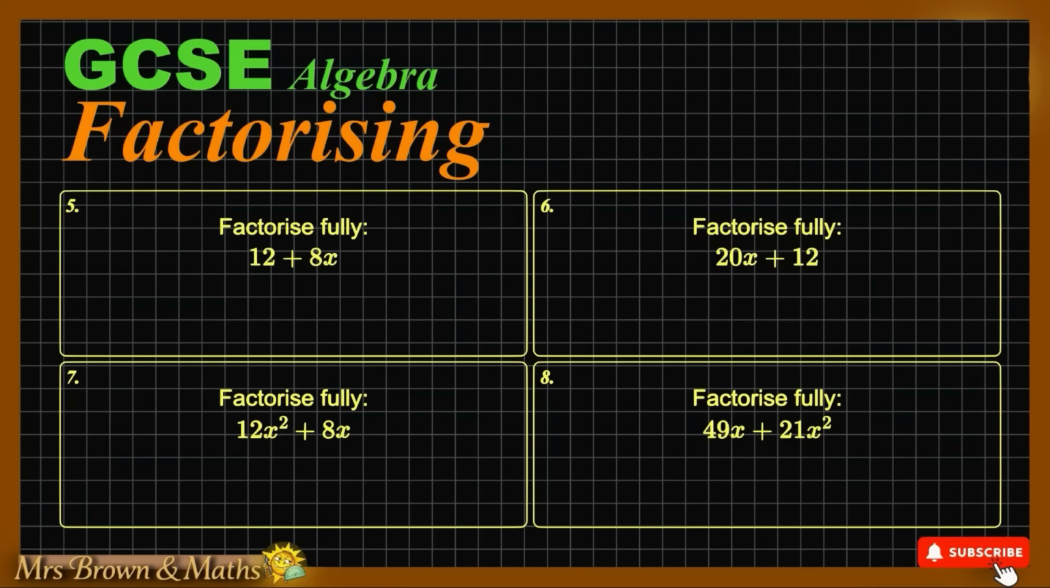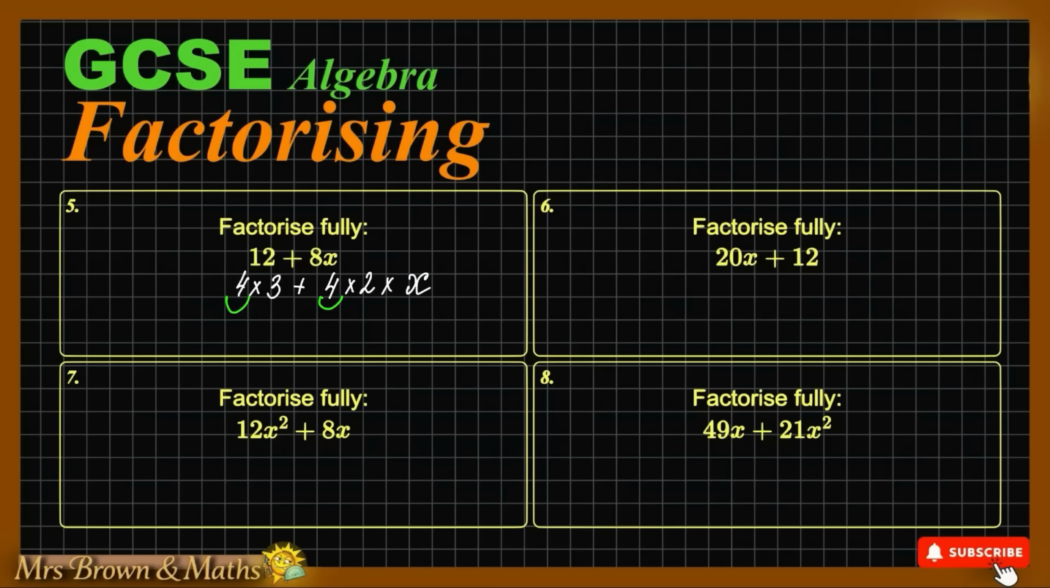Question 5. 12 plus 8x. Both numbers can be divided by 4. So 12 becomes 4 times 3, and 8 becomes 4 times 2, and still times x.